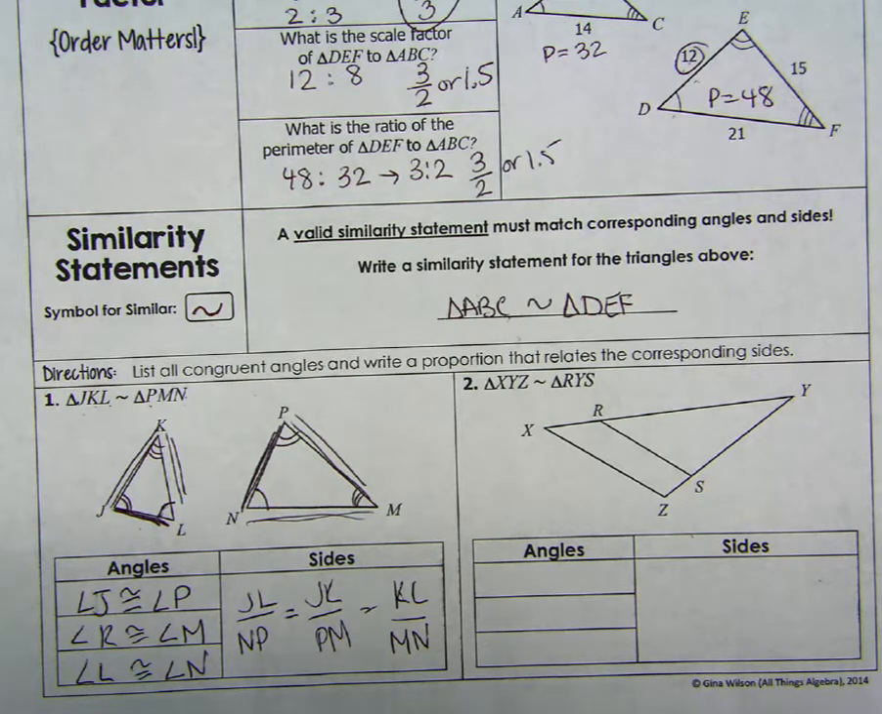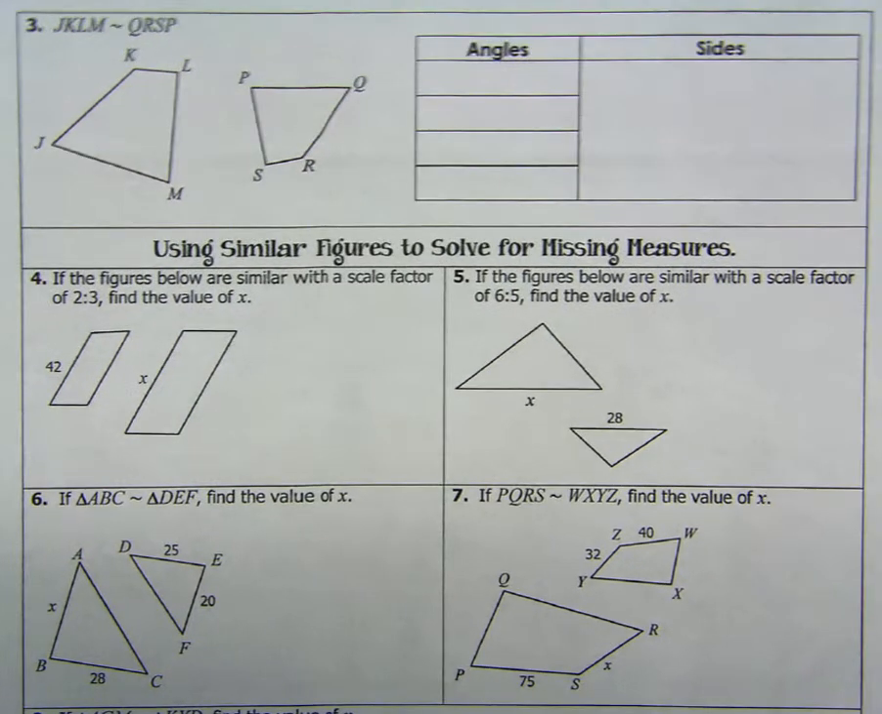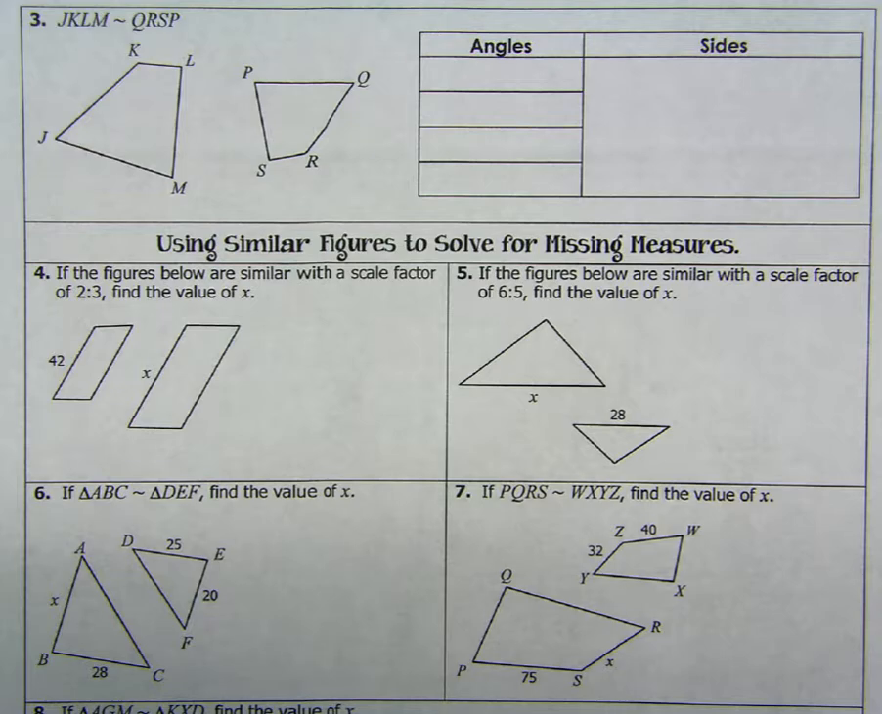Okay, so see if you can do that same thing with the second picture. In this case, we have overlapping triangles, so it might help you to take the two triangles and separate them first before you start to pick out the sides and the angles. All right, on the back, we're going to do the same thing with number 3, except this time instead of triangles, we have quadrilaterals, but same idea. The corresponding angles are going to be congruent, and then we want to write one big, long corresponding sides proportion.